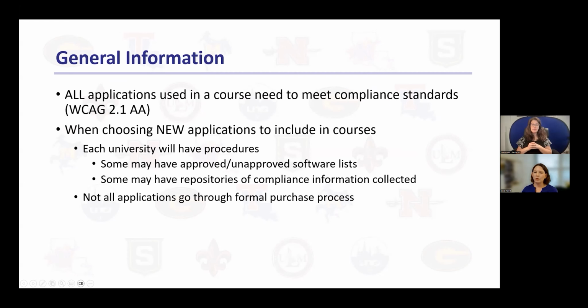So just in general, if you've been with us this semester so far, we know that all applications that you choose to include in your course need to meet compliance standards, and that is defined as meeting WCAG 2.1 AA standards. So whenever you are looking at new applications to include in your course, just know that each university is going to have their own set of procedures. Some universities may already have a place where you can look at approved and unapproved software lists. Some universities may be collecting repositories of compliance information.